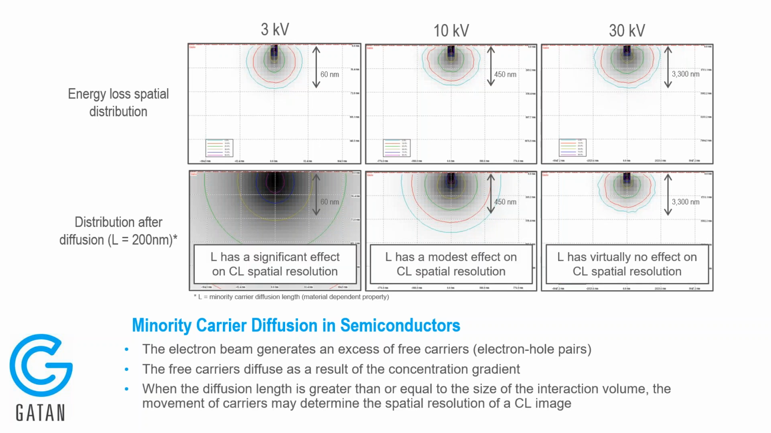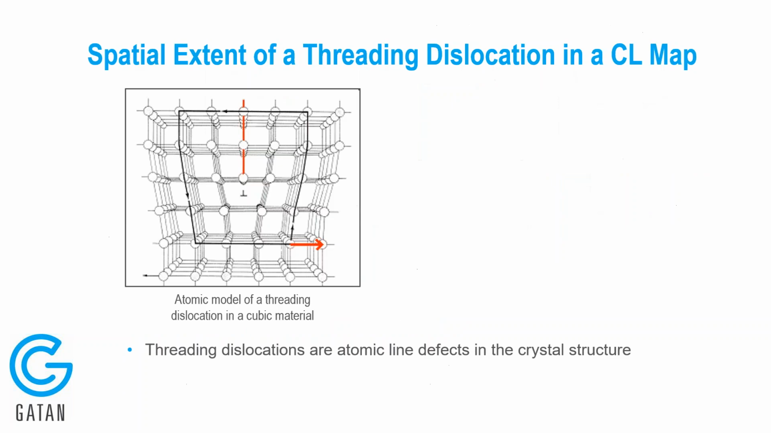So at low accelerating voltages, the minority carrier diffusion length has a very significant effect on the CL spatial resolution, whereas at high accelerating voltages, it has virtually no effect with this diffusion length. So in semiconductors, not only do we have to consider the accelerating voltage used for the microscope, but we also have to consider what happens to carriers after they've been generated, i.e. minority carrier diffusion.